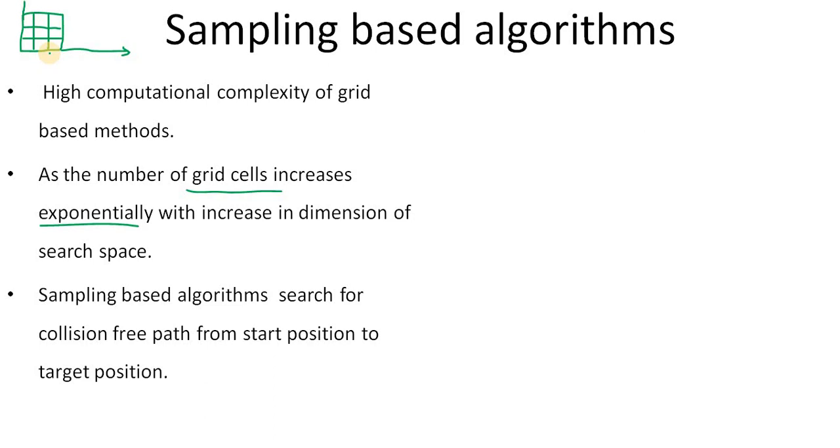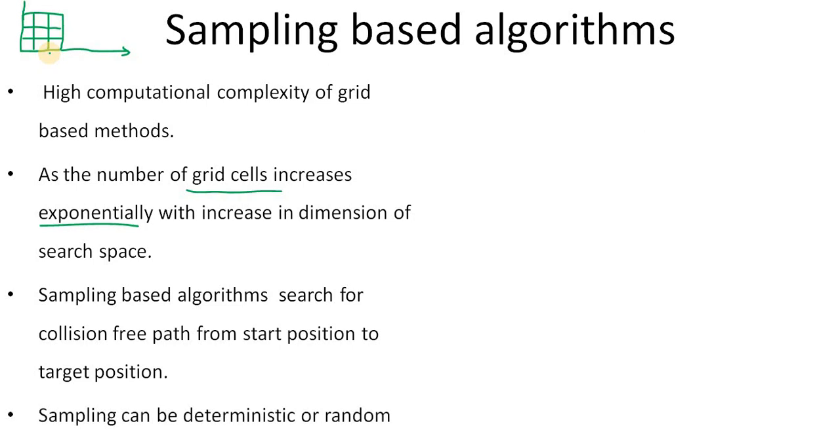Now, sampling-based algorithms search for a collision-free path from the start position to the target position. So this is another search algorithm that searches for a path from the start position to your goal position, avoiding the obstacles in the path or in the environment. And their beauty is that they do this in a quick way, better than the previous methods. And we shall see how they do that in upcoming slides.